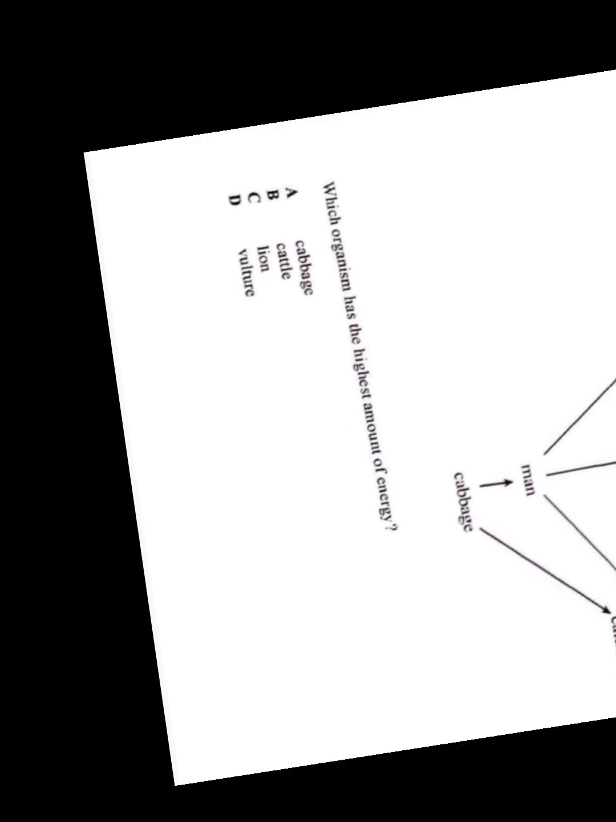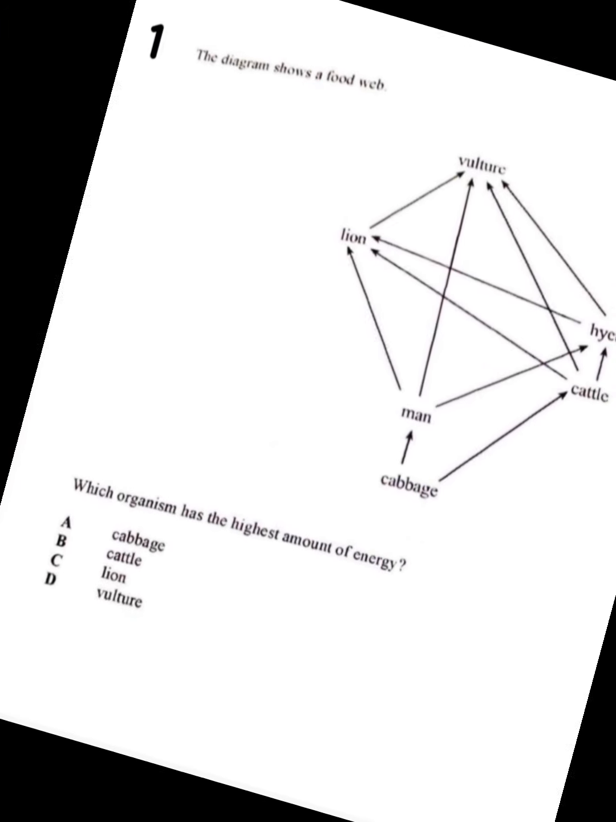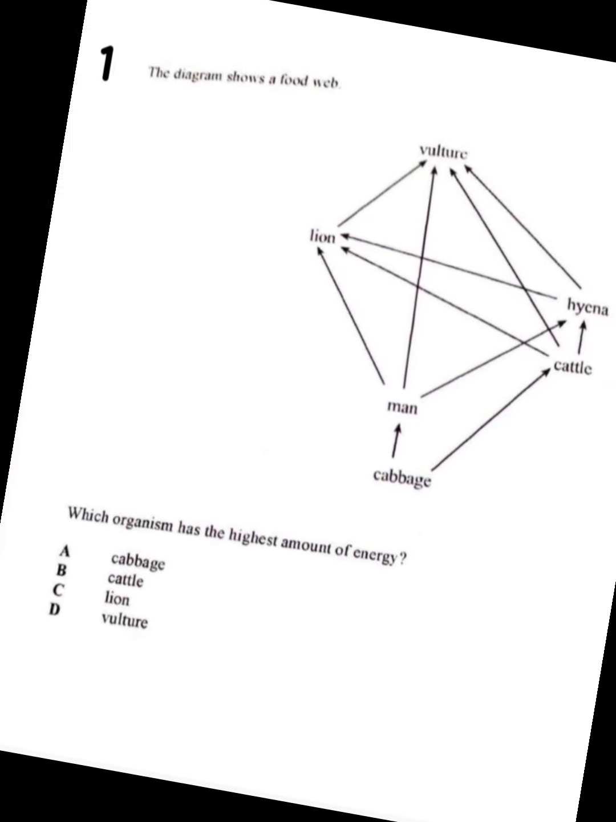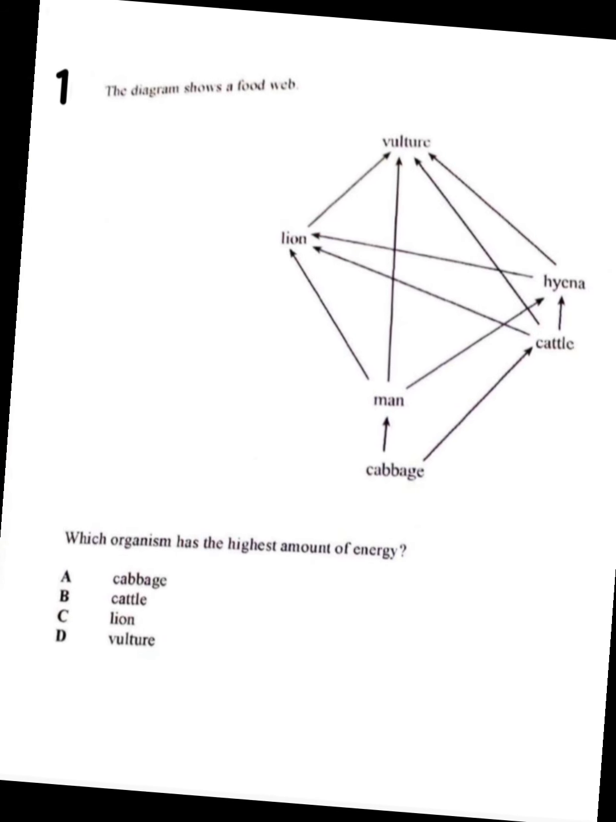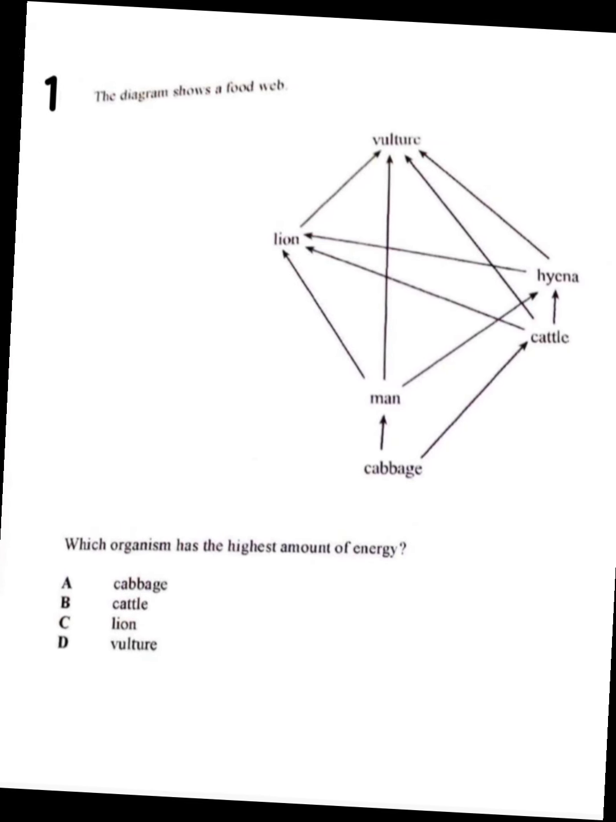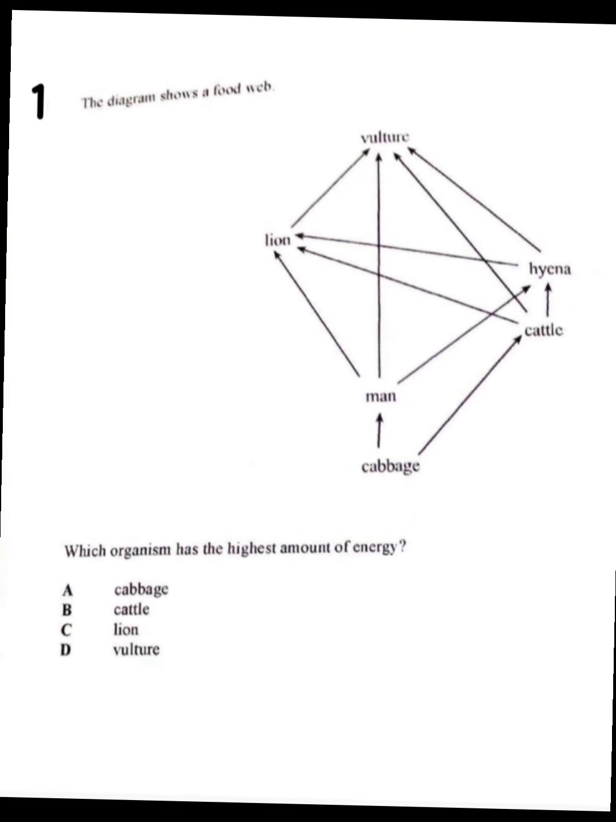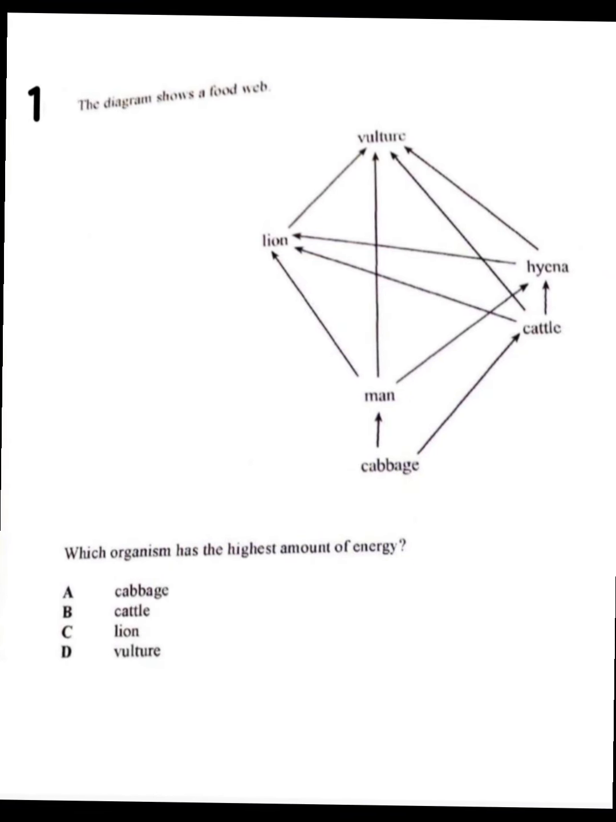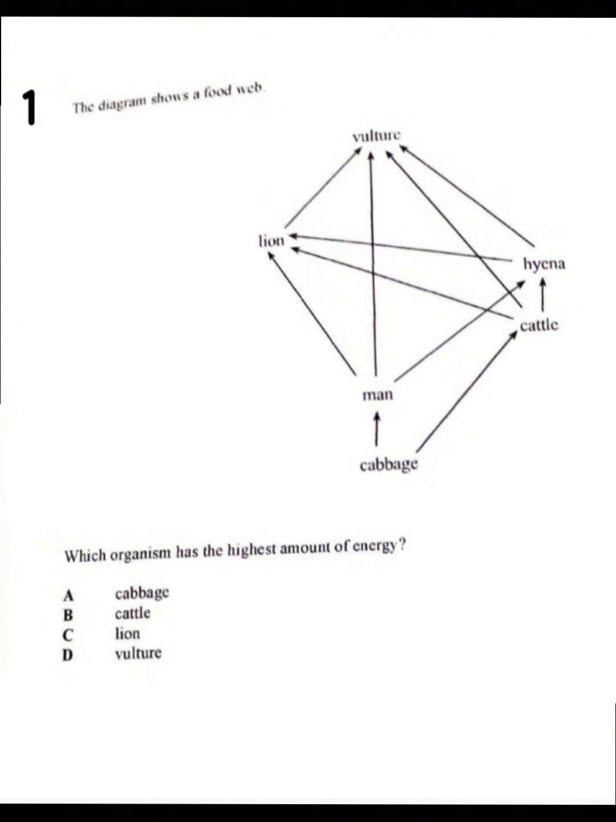On food web, you can be examined on a question on highest and least amount of energy. Let's focus on this question. It is saying which organism has the highest amount of energy. So cabbage is going to have the highest amount of energy because the producers obtain their energy from the sun, which is the most readily available resource and hence most abundant at that level.